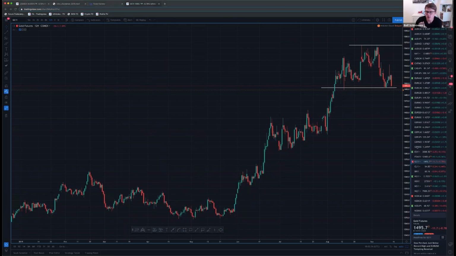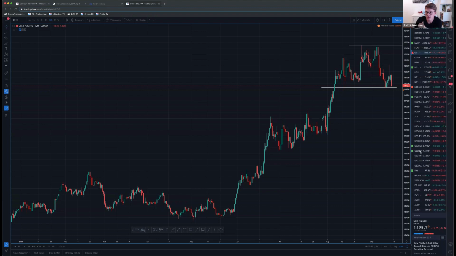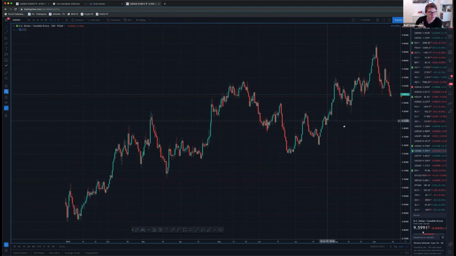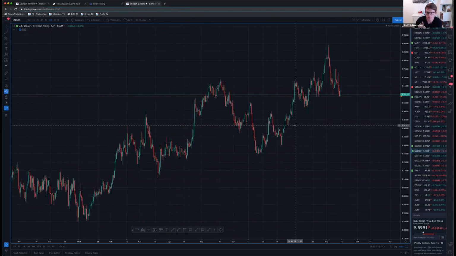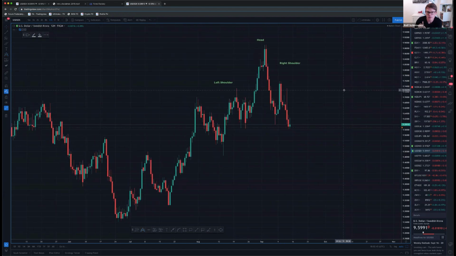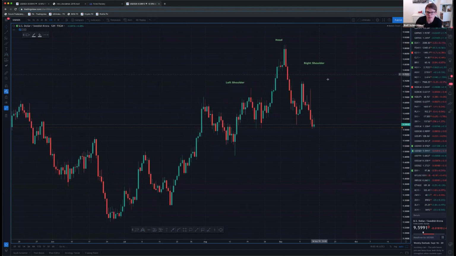US dollar Swedish krona looks very, very interesting, definitely. And you have clearly seen the head and shoulders, I hope. This is the 12-hour chart. I can make my candles a little bit bigger, then you can actually see it clearly. This is a general head and shoulders.